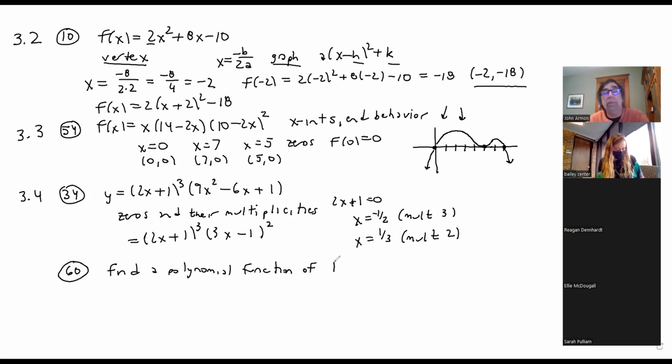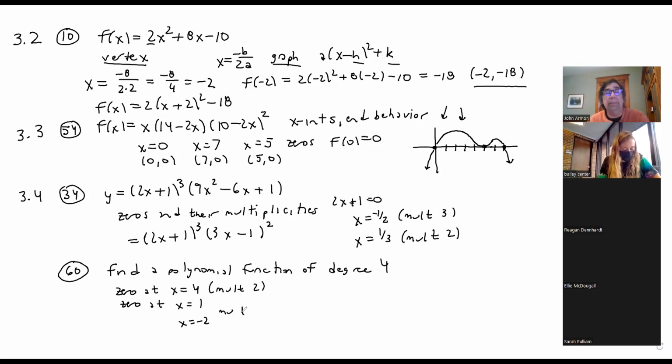Let's see, I think it was degree 4 with these characteristics. It has a 0 at x equal 4 with a multiplicity of 2. It has a 0 at x equal 1 and negative 2. Those both have multiplicities 1. And it passes through (0, negative 3).